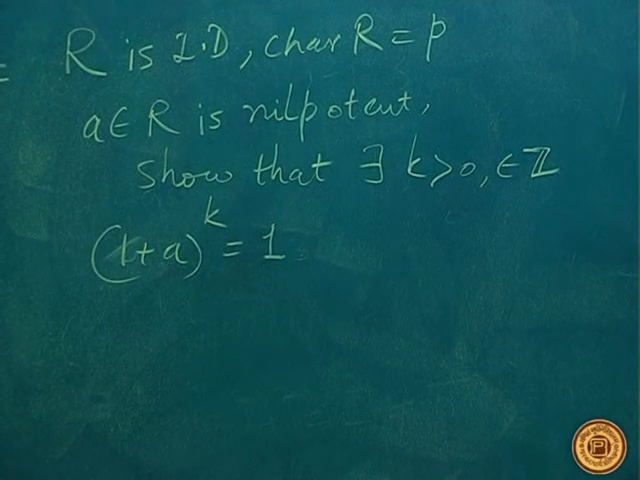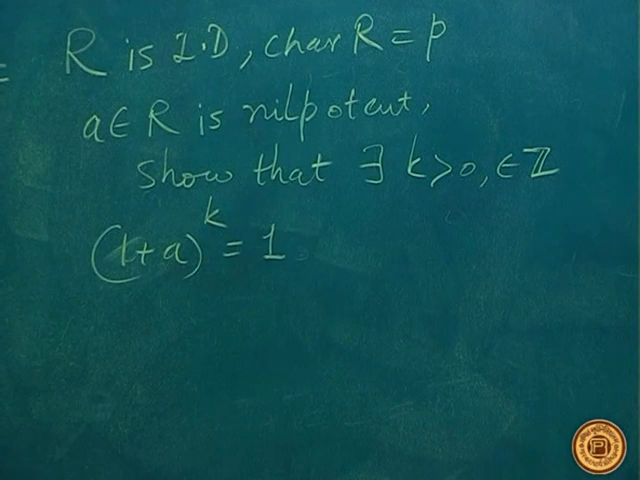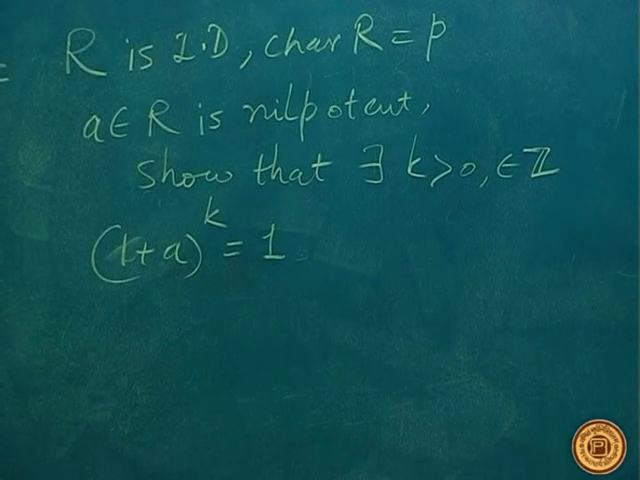Okay. Let us just forget about that integral domain business. Let me read the problem again. R is an integral domain with unity and non-zero characteristic. If a in R is nilpotent, prove that there is a positive integer k such that (1 + a) raised to k is equal to 1.